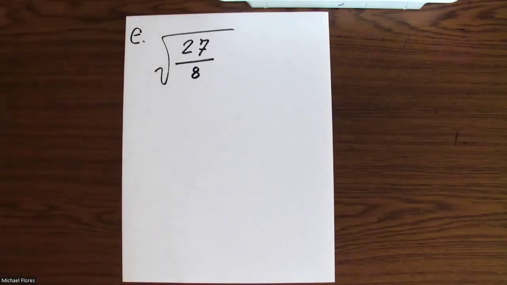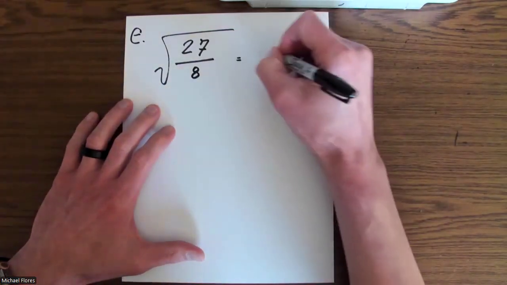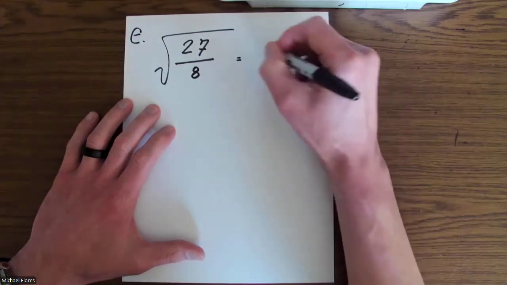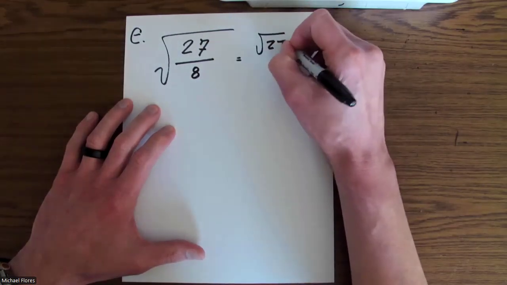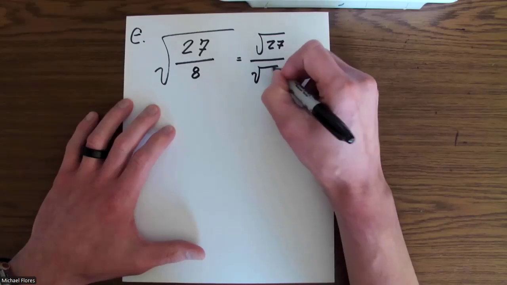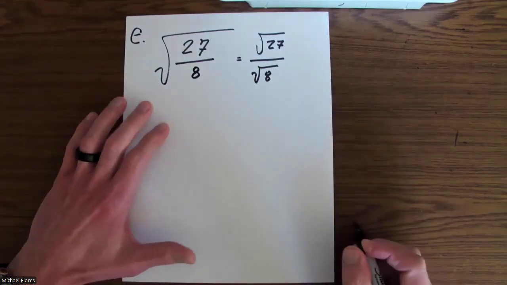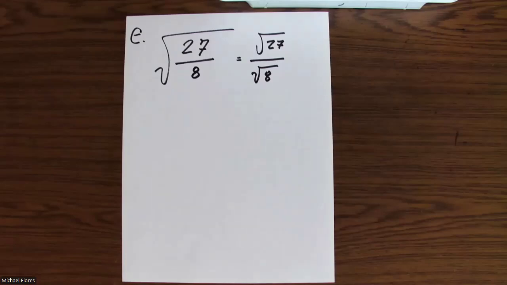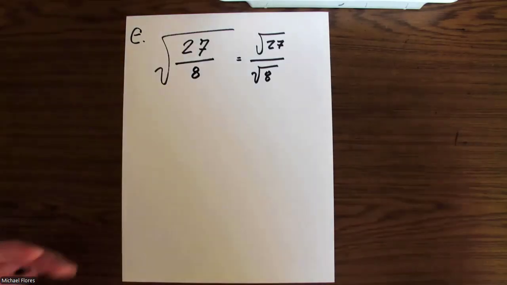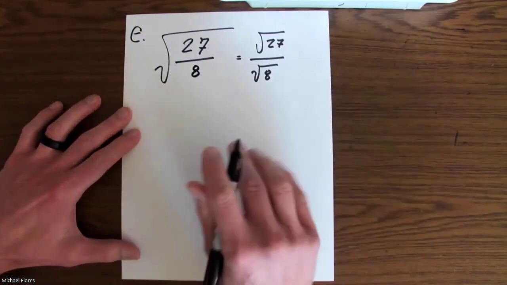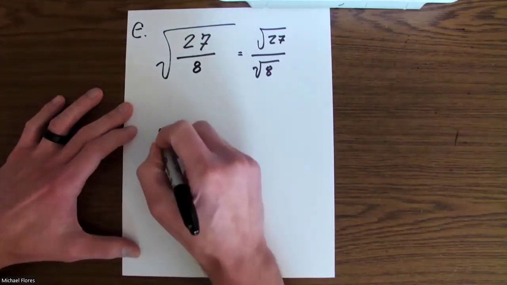Example E, we have the square root of 27 over 8. Now you need to get used to writing your fractions that are inside a square root like this. That's really what this looks like: square root of 27 over the square root of 8. Now we've been simplifying roots for a while, so I'm going to go ahead and simplify this very quickly.